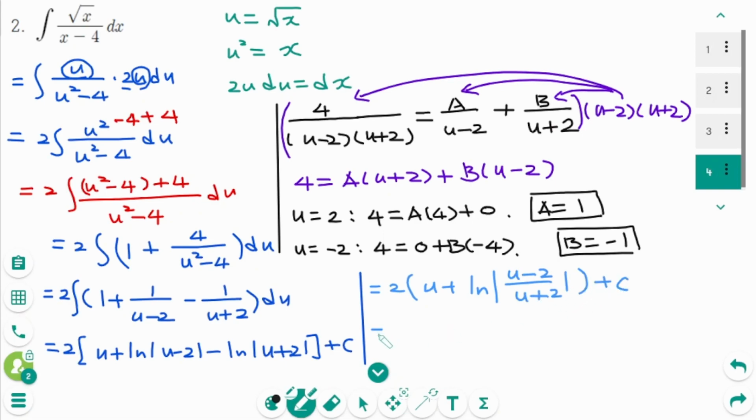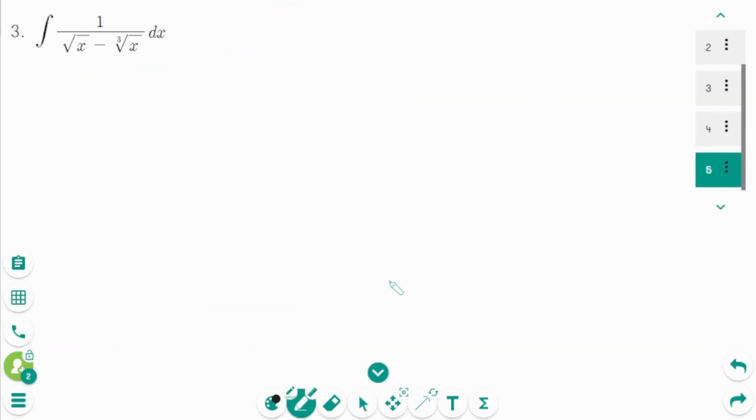plus c. Then the final answer is 2 times u, where u was square root of x, plus ln absolute value of square root of x minus 2 over square root of x plus 2 plus c. This is the last one.